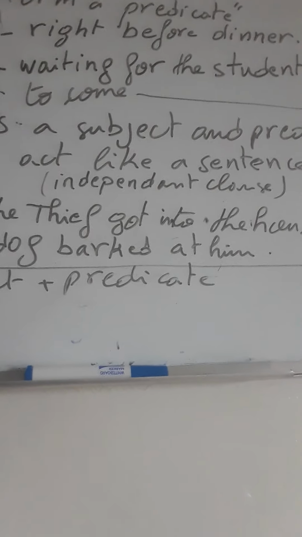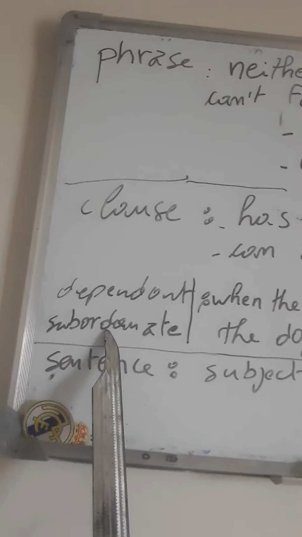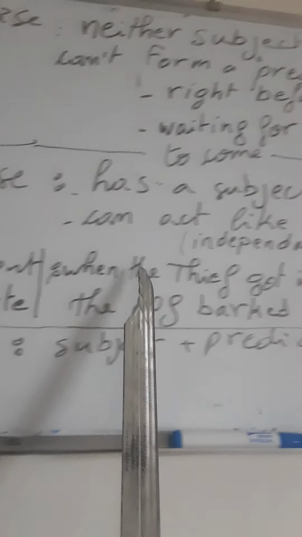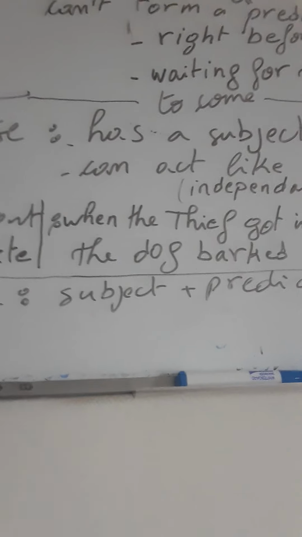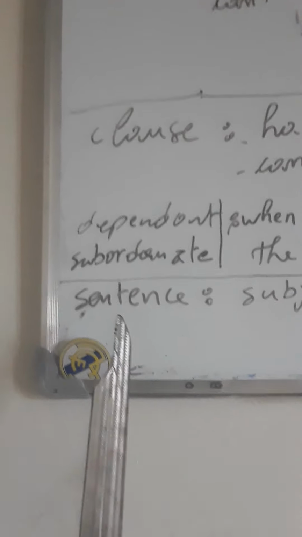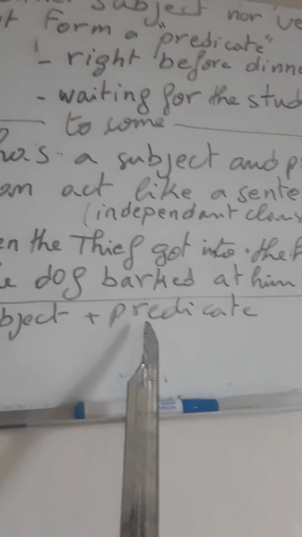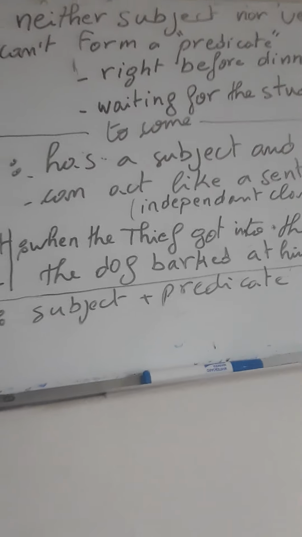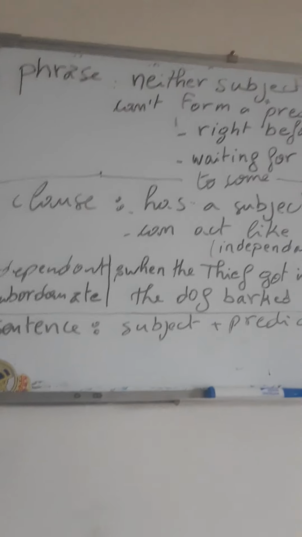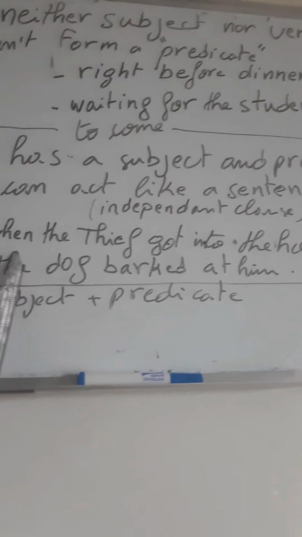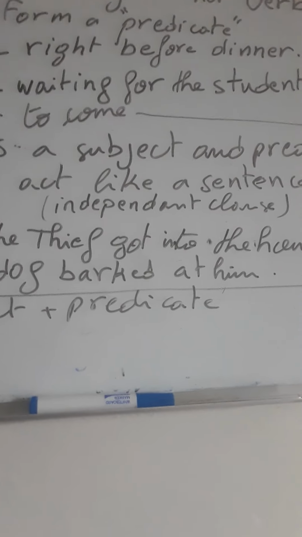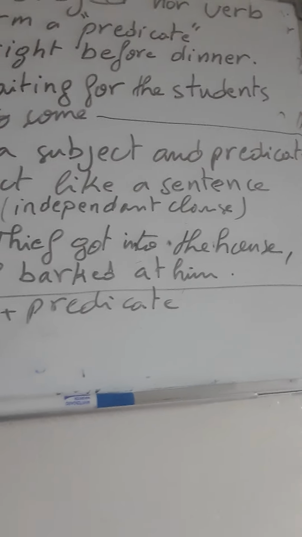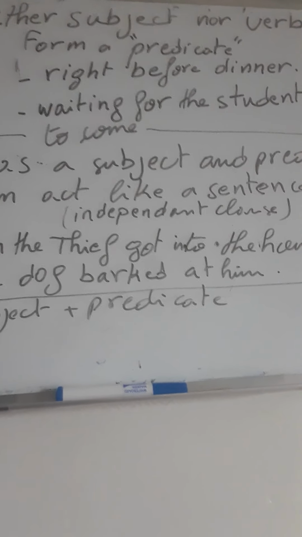You see here we have a subject and a verb. Here we have a subject and a verb. But if it's dependent, that's why we call it subordinate, because the clause is not complete. All right? Both together give us a sentence. So a sentence is a subject and a predicate, but it's independent. It's always complete. Here, if we omit the "when," it becomes "the thief got into the house." So here it's a sentence because it's complete.